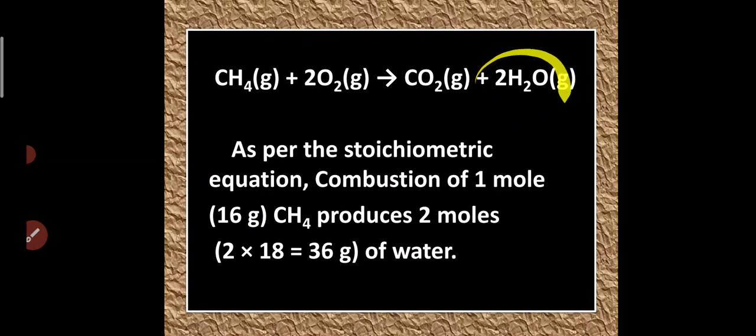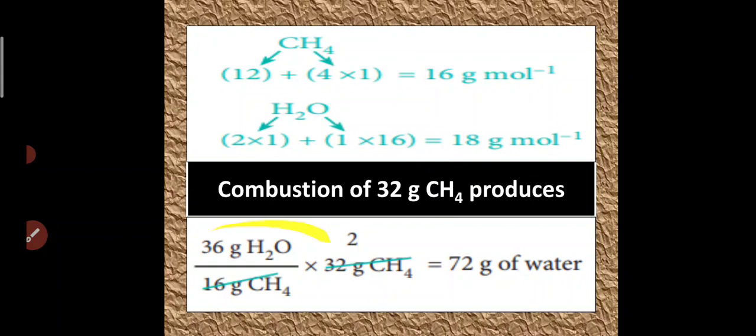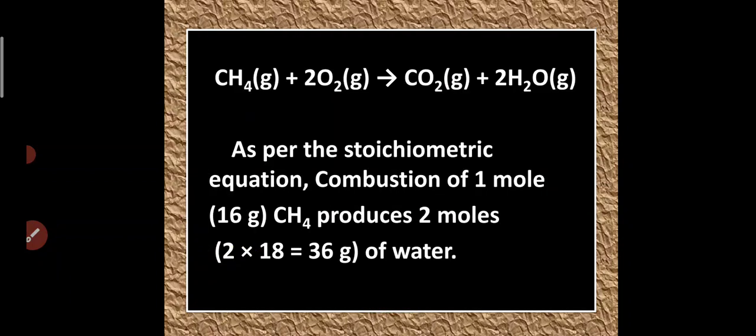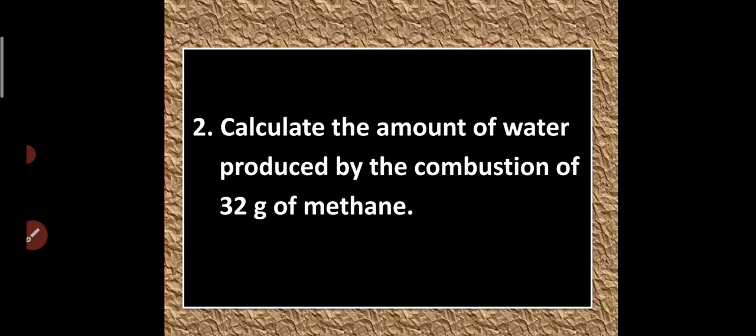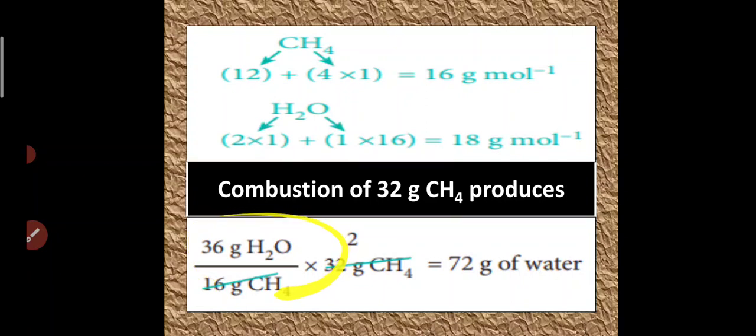So 18 into 2, the water molecular mass is 18 into 2 because 2 is here, so 36 gram of water, which was the first part of the question. Then the next, methane is given in the second half, 32 gram of methane, that should be on the right hand side. The mass of methane already in the equation should be in the denominator, 16 gram of methane. Is it clear? Since they asked to calculate the amount, we have to take the weight alone. Weight has to be calculated. So in that case we will get 72 gram of water.